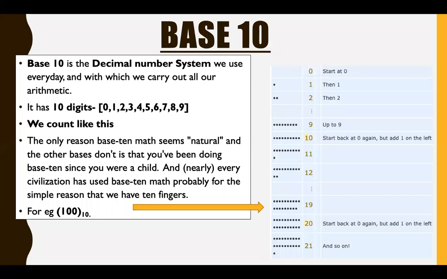So for base 10, we start at 0, go from 0 to 9, then start from 0 again but add 1 on the left. Then it continues till 20, then starts with 2 on the left again, and that way it goes on.